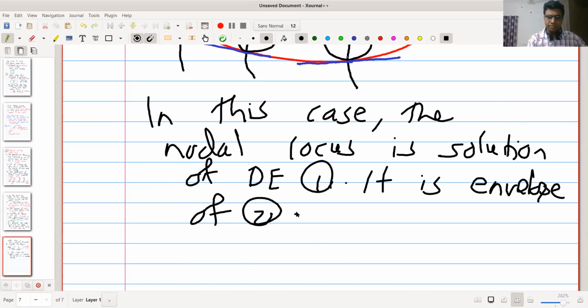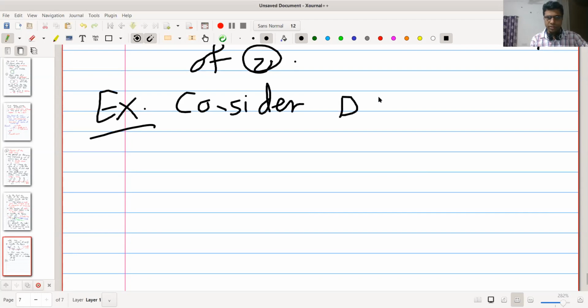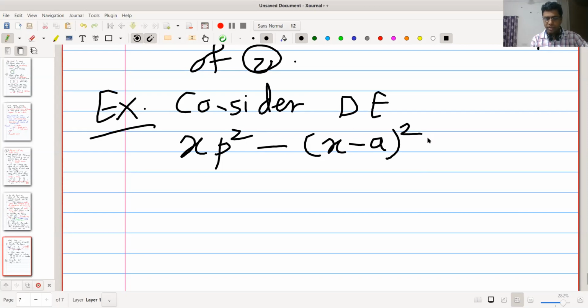So consider, so this example will have tac locus as well as nodal locus. Consider differential equation x p square minus x minus a square equal to 0. A is constant. Solution.